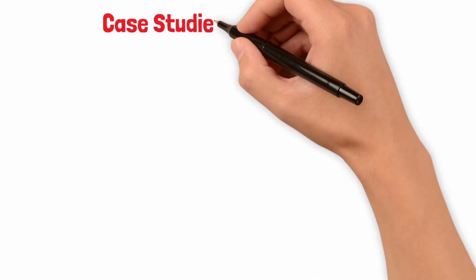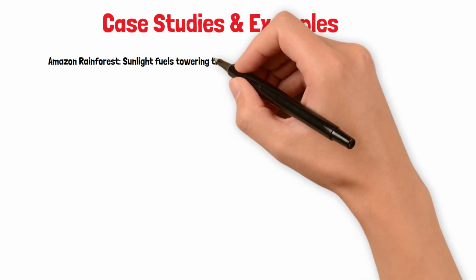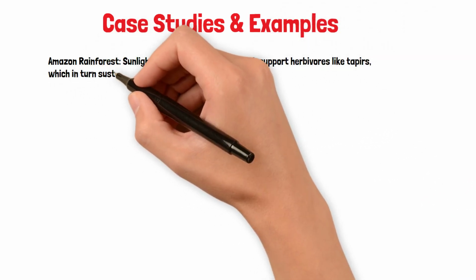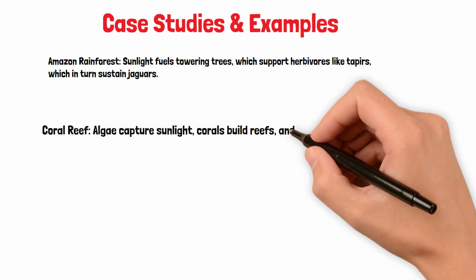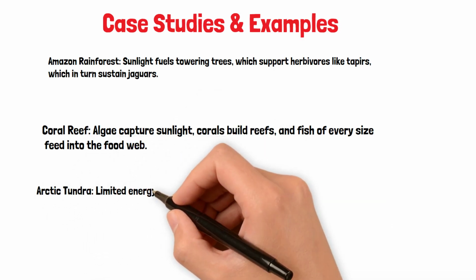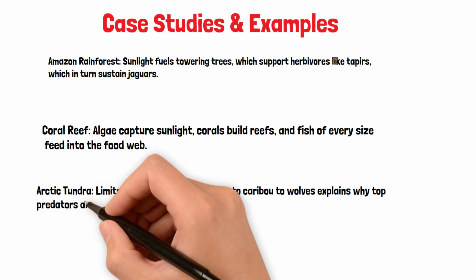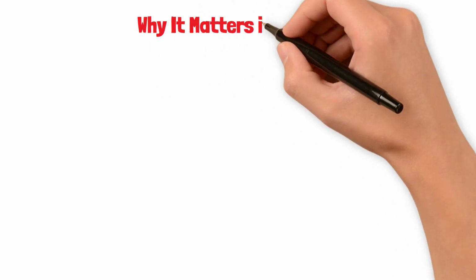Case studies and examples. Amazon rainforest, sunlight fuels towering trees, which support herbivores like tapirs, which in turn sustain jaguars. Coral reef, algae capture sunlight, corals build reefs, and fish of every size feed into the food web. Arctic tundra, limited energy flow from lichens to caribou to wolves, explains why top predators are so rare in extreme environments.